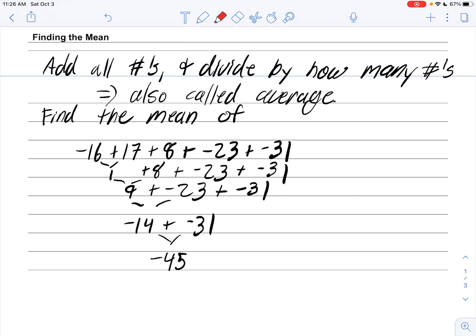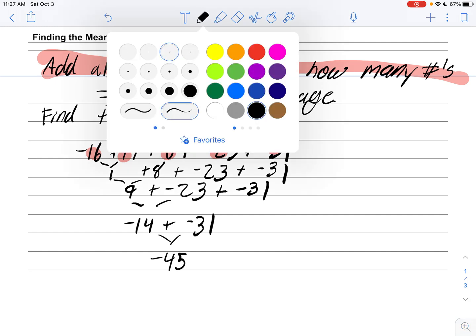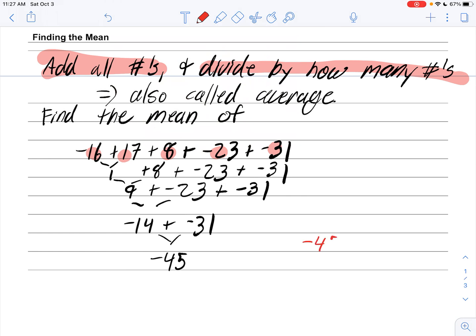So far what I've done is the add all the numbers step here. So the next thing I need to do is divide by how many numbers there are. So I need to know how many numbers there are. So I'm going to count 1, 2, 3, 4, 5. I have 5 numbers. That means that my second step here is to do negative 45 divided by 5. Well, this is a negative divided by a positive, so I know my answer will be negative. And then 45 divided by 5 is just 9. So that means that my mean is negative 9.